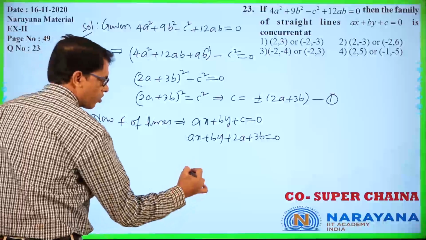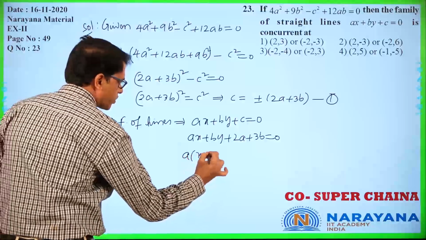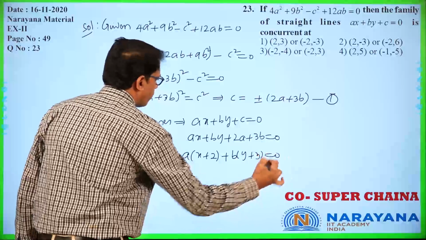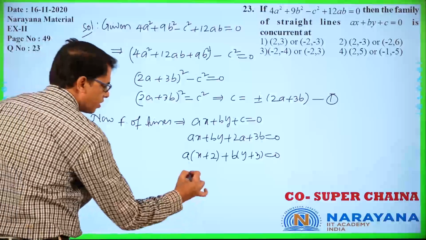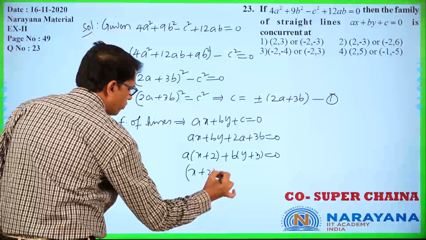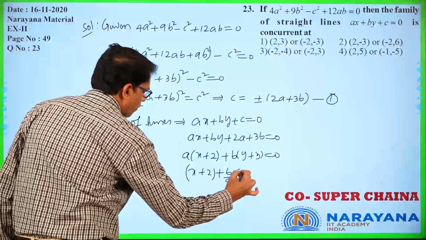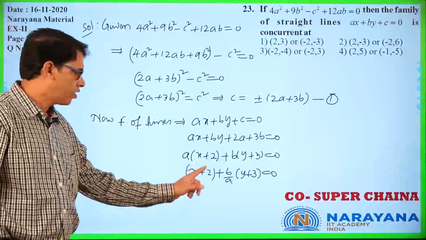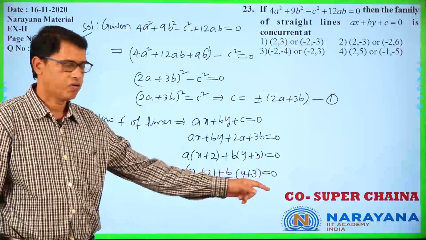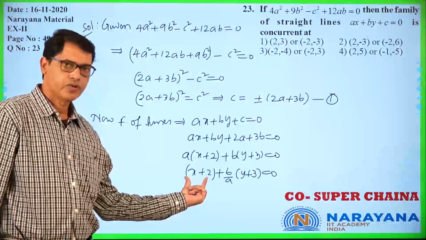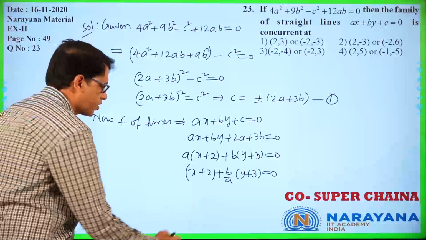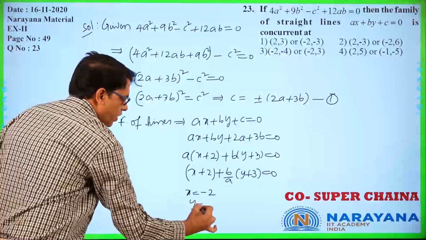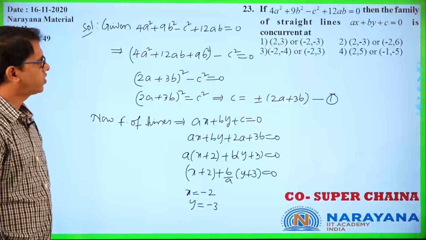So from this one, a common, x plus 2, then b common, y plus 3 equal to 0. So divide by a: x plus 2, whole into b by a, y plus 3 equal to 0. It is in the form of L1 plus lambda L2 equal to 0. What is L1? x plus 2 equal to 0, from this one x is equal to minus 2. Here y plus 3 equal to 0, y is equal to minus 3. So one possibility is minus 2, minus 3.